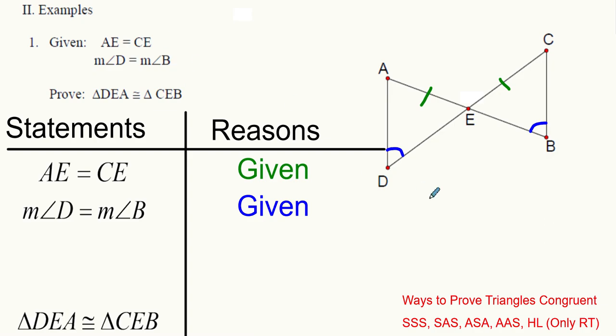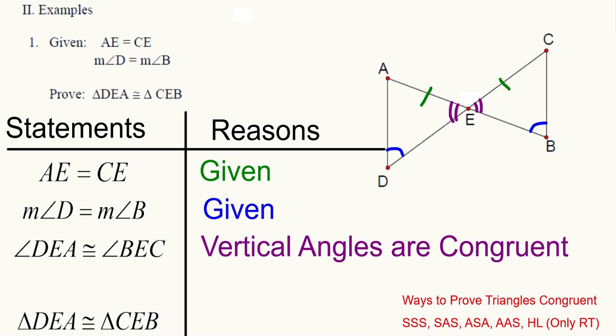Now I have to look at the diagram and say, okay, what else do I know has to be true based on what I'm seeing here? And hopefully your eyes are being drawn right here. And we can see that we have a pair of vertical angles. So we're going to name those vertical angles and put that in our proof. We know that angle AED would be congruent to CEB.